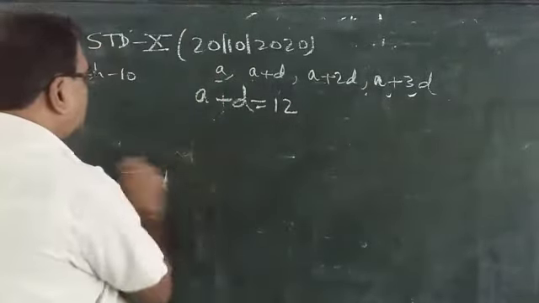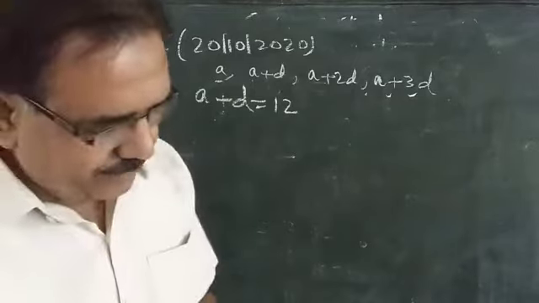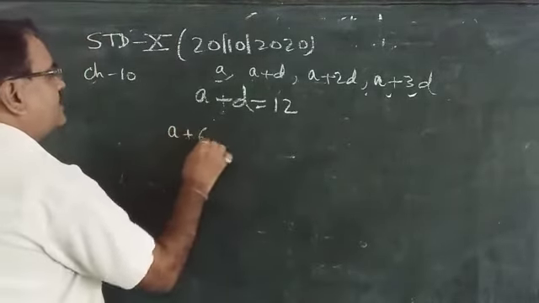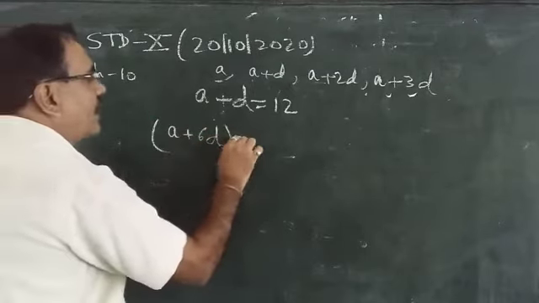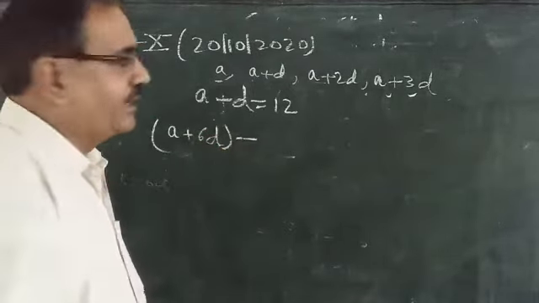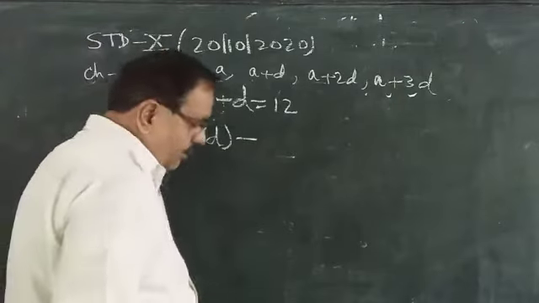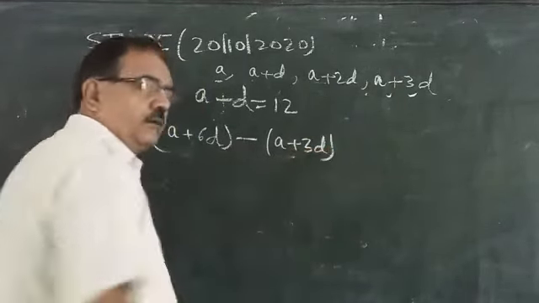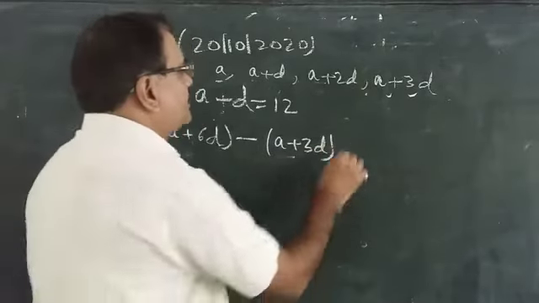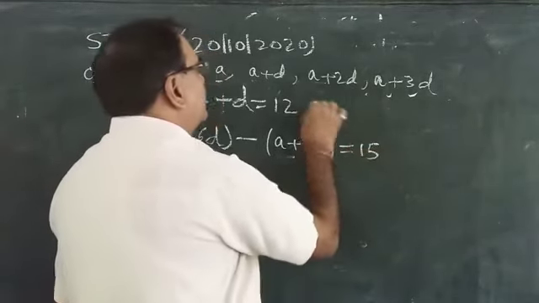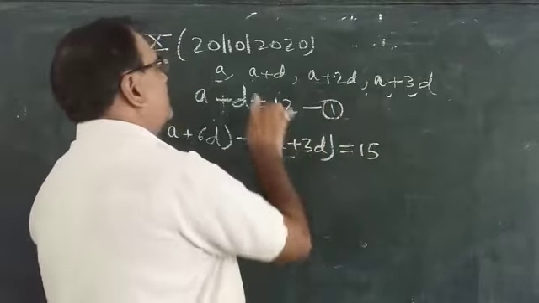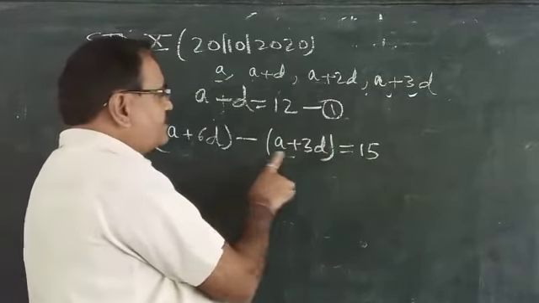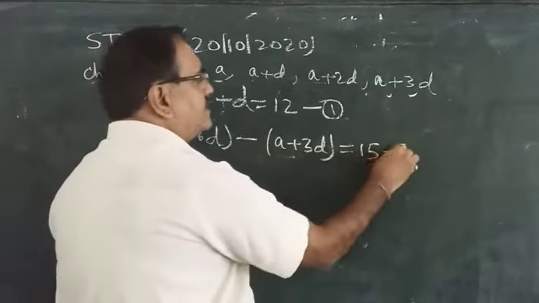So according to the question, what is given? The seventh term exceeds the fourth term. The seventh term is a plus 6d. Exceed means extra, having extra. The fourth term is a plus 3d. By how much? It exceeds by 50. This is the equation first, when the second term is given 12, and the seventh term exceeds the fourth term by 50. This is second.